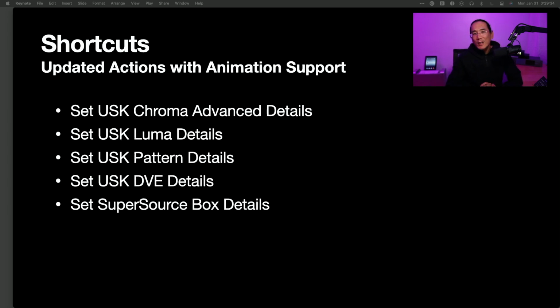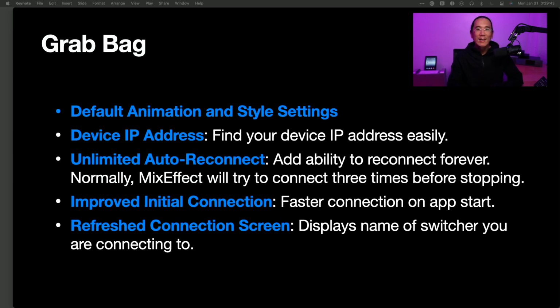So, and then updated shortcut actions include the ability to add the duration and animation parameters to the USK and the Supersource box details. So moving right along, we have a grab bag of other changes. So you can set your default animation time and style in preferences.